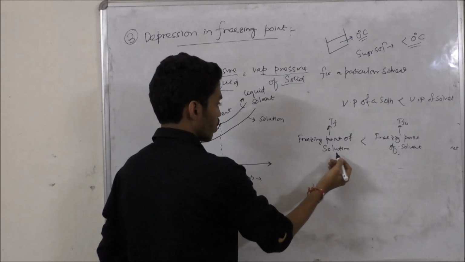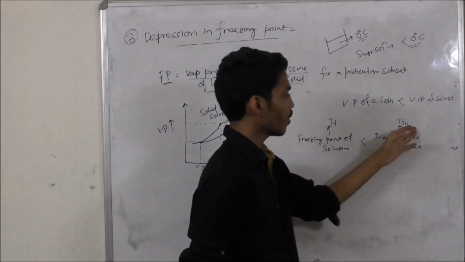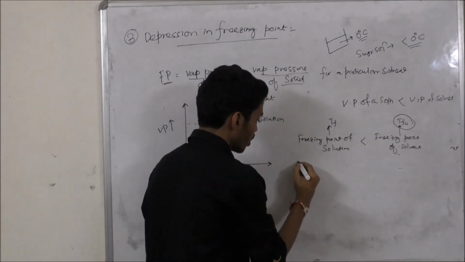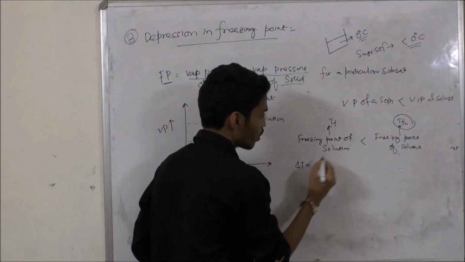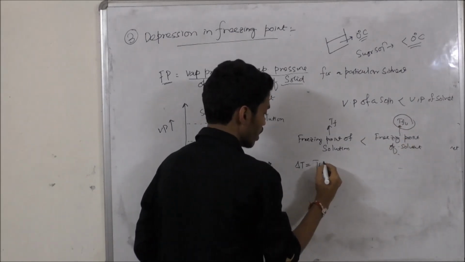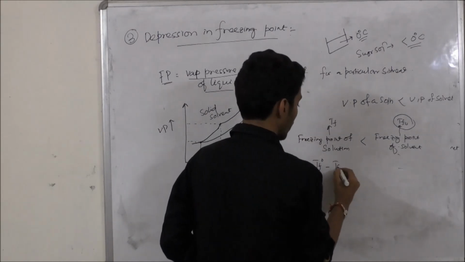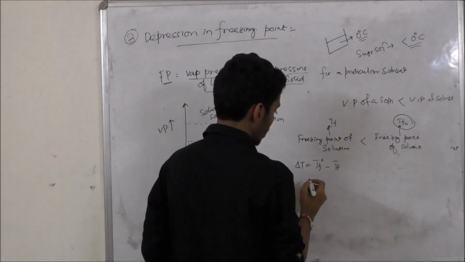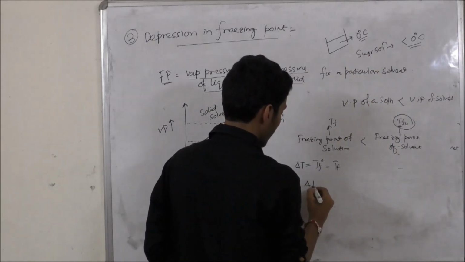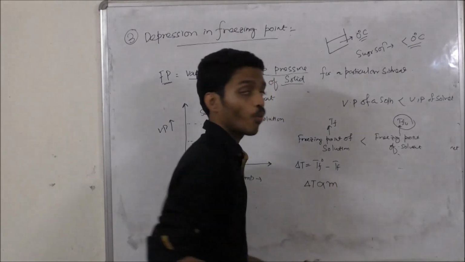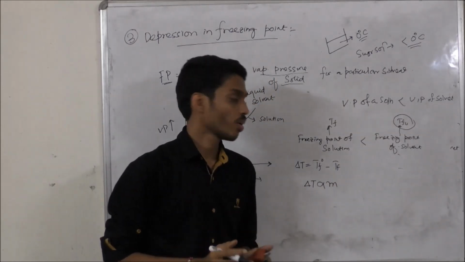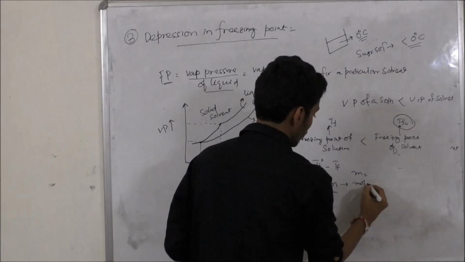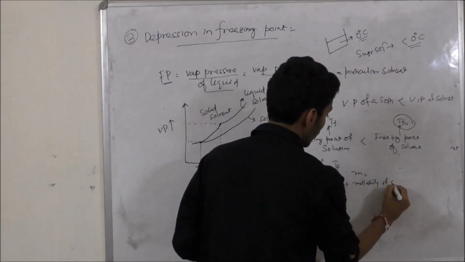Okay, so the freezing point of the solution is TF and the freezing point of the solvent is TF naught. And which is greater? TF naught is greater. So if I write the difference between them, let's write the greater one first: TF naught minus TF. This is the depression in freezing point. And it has been seen that delta T is directly proportional to m, where m is the molality of the solution.